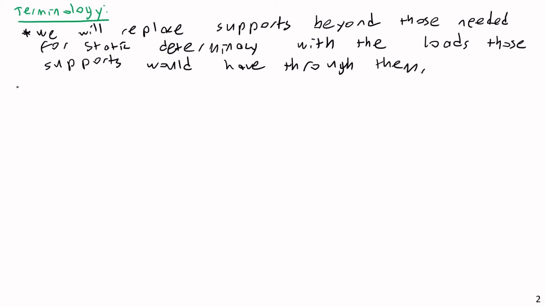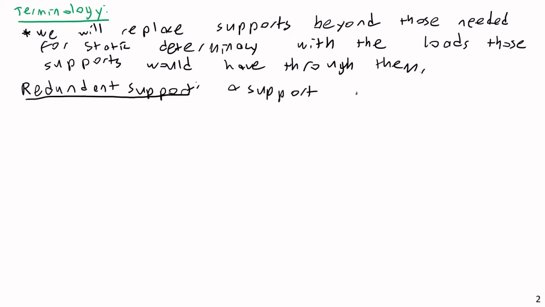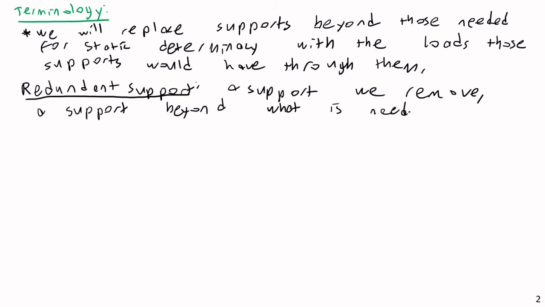So we do have a few terms that we want to be aware of. The first one is redundant support. A redundant support is one of the supports that we are removing. Again, it is a support that is not needed for static determinacy, beyond what is needed for a determinate structure.